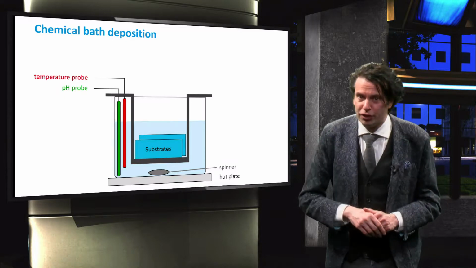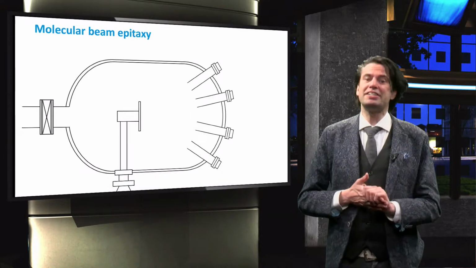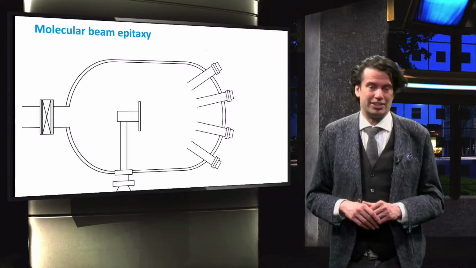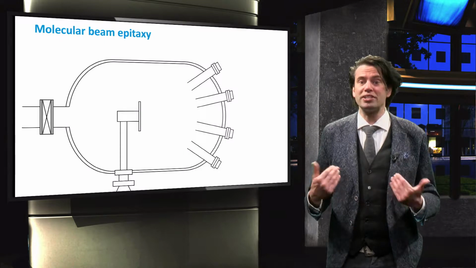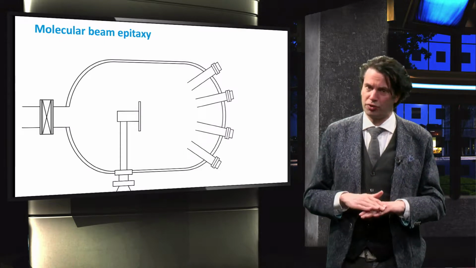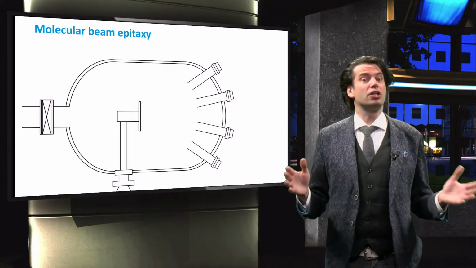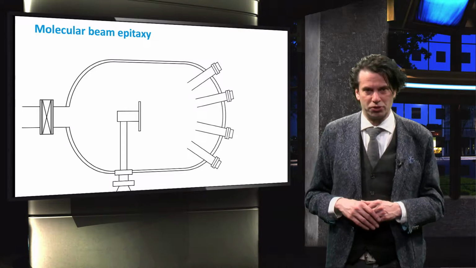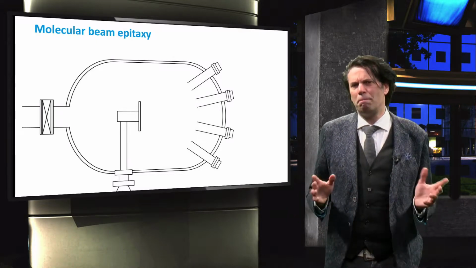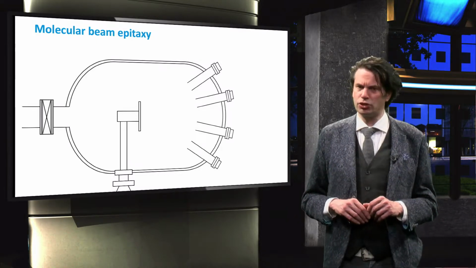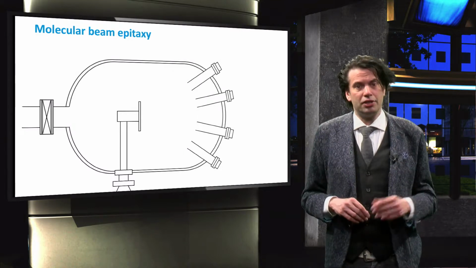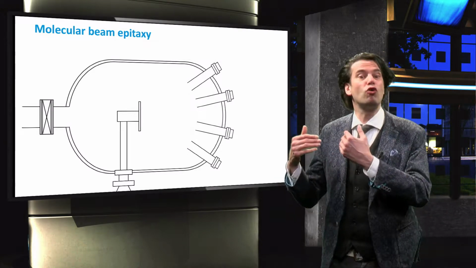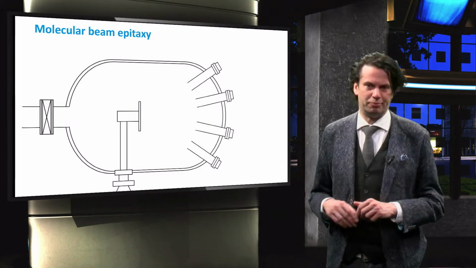For the deposition of the 3-5 semiconductor PV technologies like gallium arsenide, a deposition technique called epitaxy is used. In epitaxy, crystalline layers are deposited on a crystalline substrate. The deposited layers adopt the crystalline lattice structure of the substrate. There are two main epitaxial deposition techniques which we will discuss here. These are molecular beam epitaxy and metal organic chemical vapor deposition, or MOCVD.